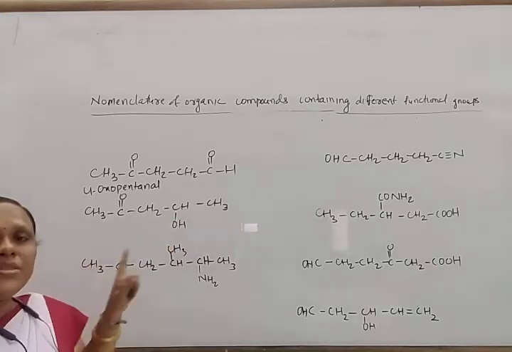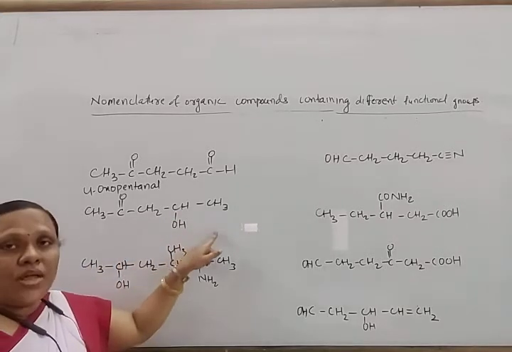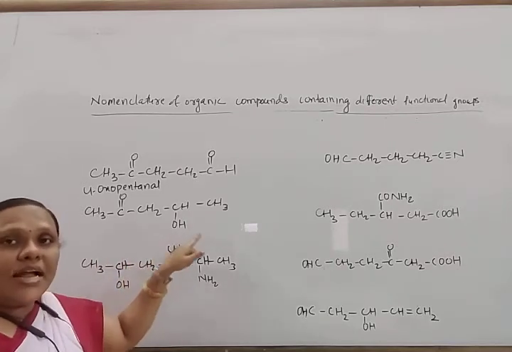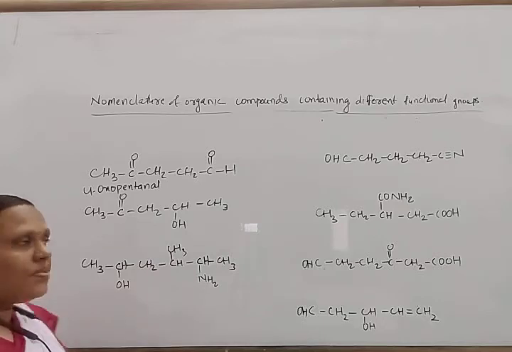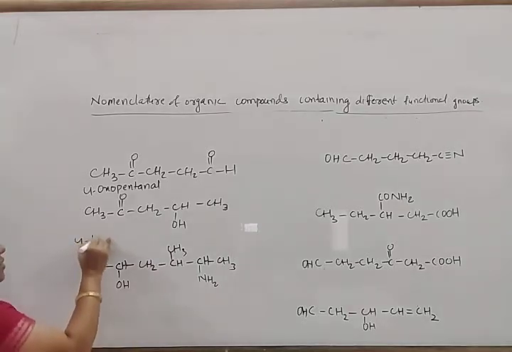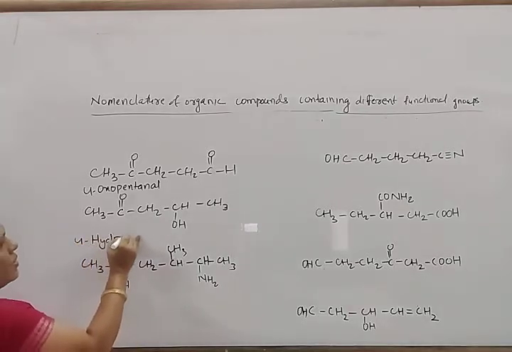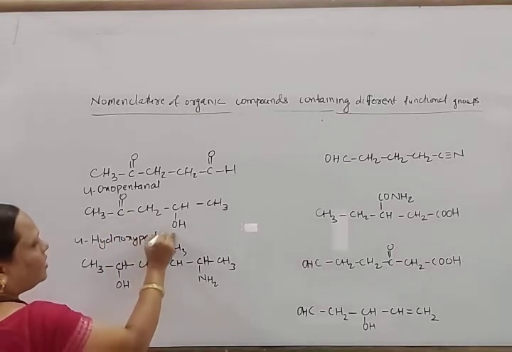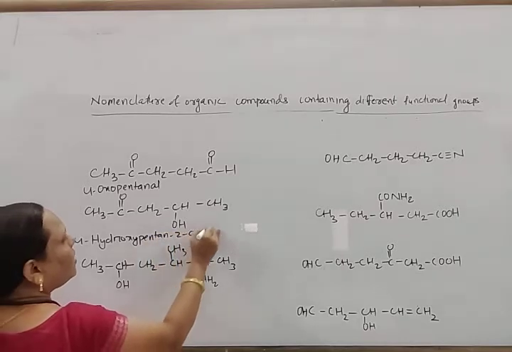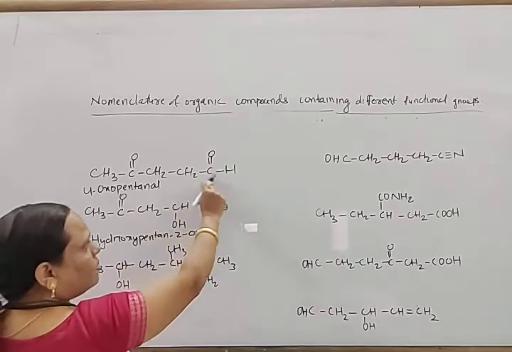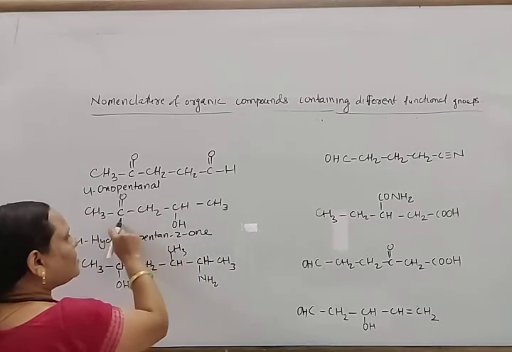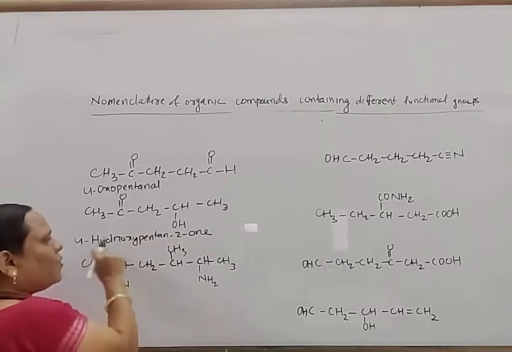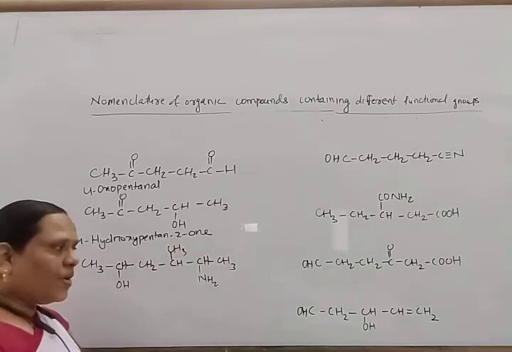For this OH, when it is used as suffix, it is ol, but when it is used as prefix, as substituent, it is hydroxy. At 4 position this is present. So the name is 4-hydroxy, total 5 carbons, pentan-2-one. This is the terminal group, there is no need to write the position there, but it can remain anywhere. In this way, we write 4-hydroxypentan-2-one.